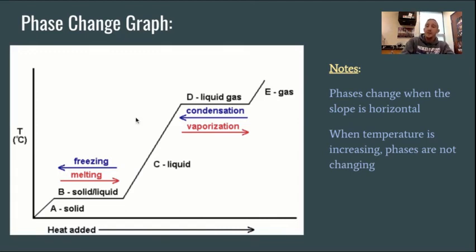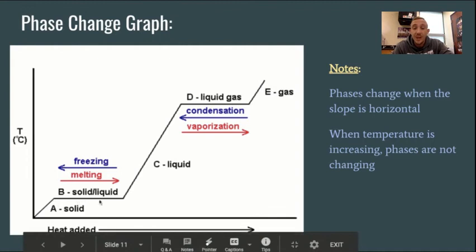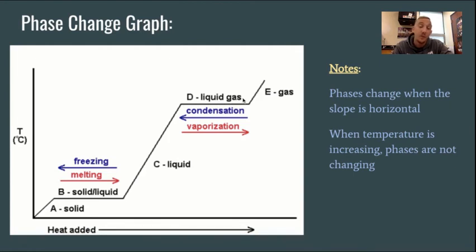Now, notes. Phase change when the slope is horizontal. Okay, so this is when a phase changes right here. So from B to C, on this flat line is a phase change. It's going from a solid to a liquid. If we look at a flat line up here, this horizontal line, this is a phase change from a liquid to a gas. Or if we go in the opposite direction, it could be a gas to a liquid.